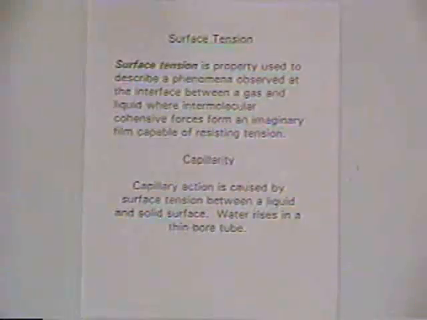Now, there's a phenomenon that occurs which we call surface tension at the interface between a gas and a liquid. The intermolecular cohesive forces are such that there's an imaginary film formed, and with a liquid at the surface, you can float a pen, or maybe an insect can float. Some object that has a density greater than the liquid can actually float in the liquid due to surface tension.